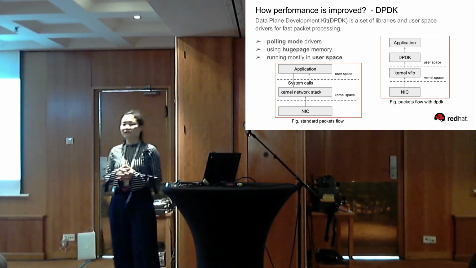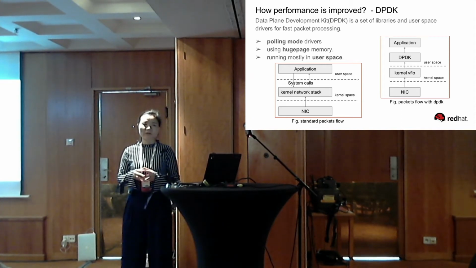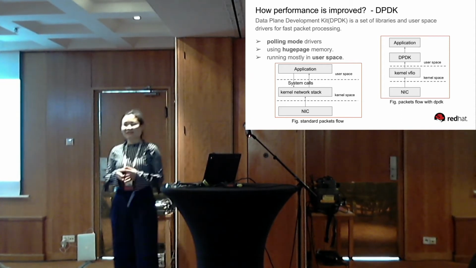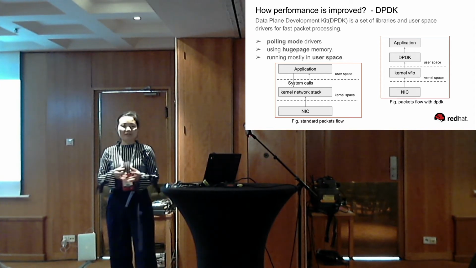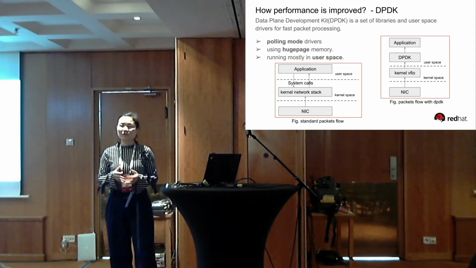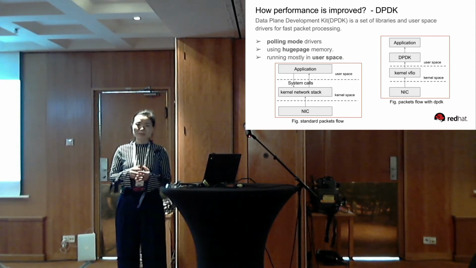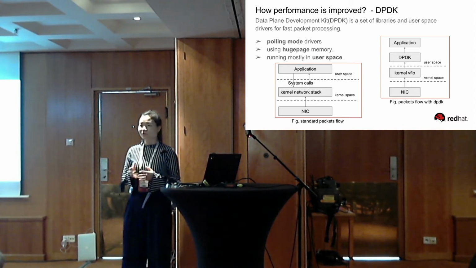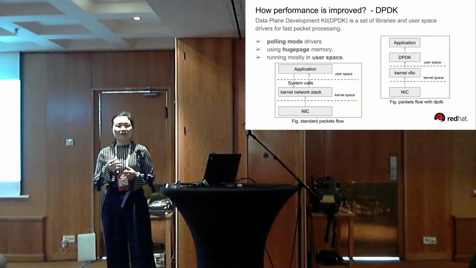Another feature is it uses huge pages. The default page size is 4 kilobytes, and the huge page sizes are 2 megabytes and 1 gigabyte. As huge pages are never swapped out of memory, they have lower TLB misses. That's why the performance can be improved. Another feature is DPDK handles the packets in the user space. It's not providing layer 3 network packets. It supports layer 2 network packets.